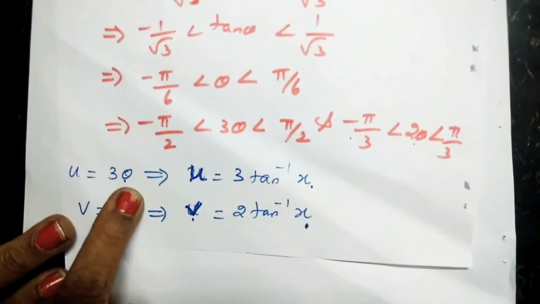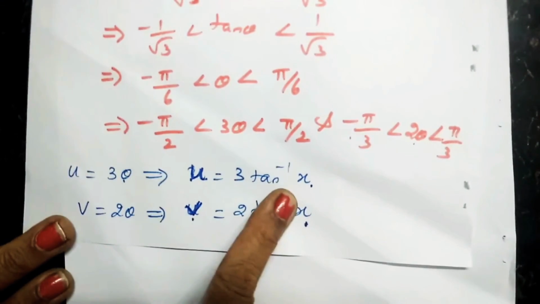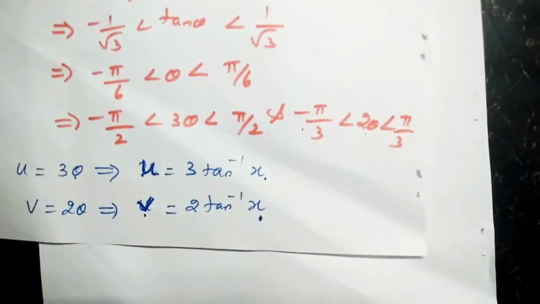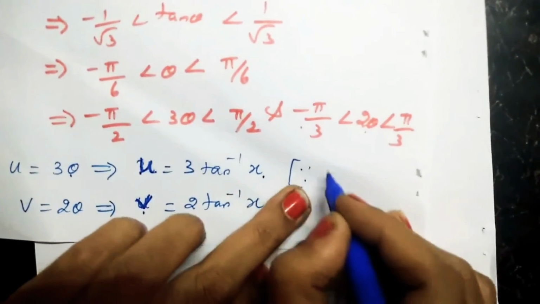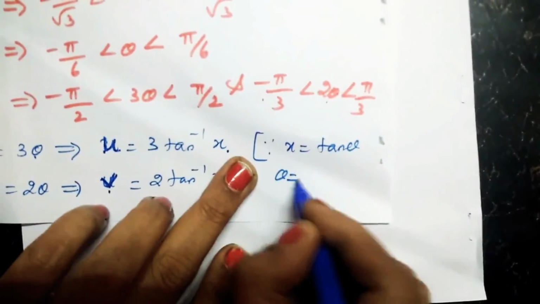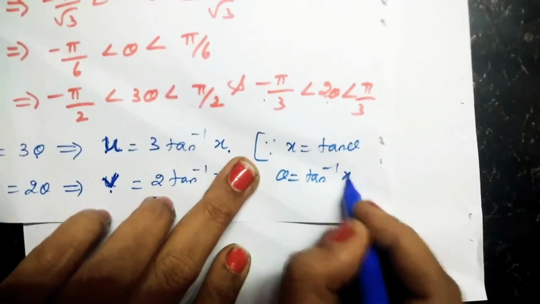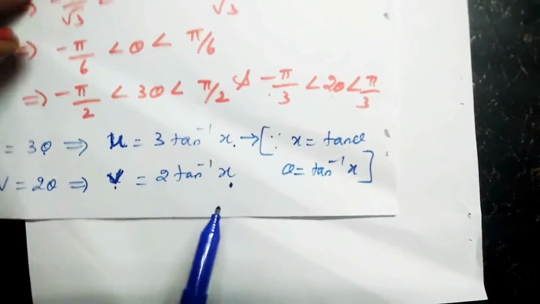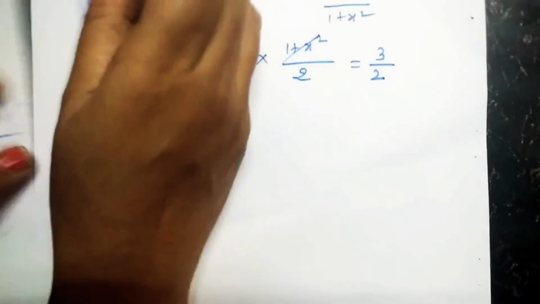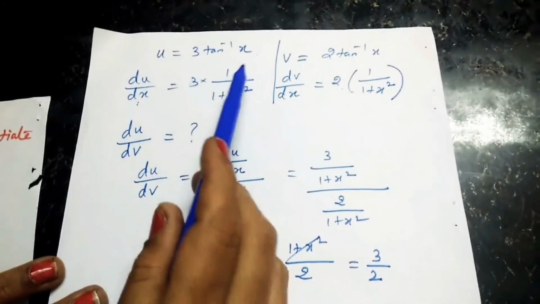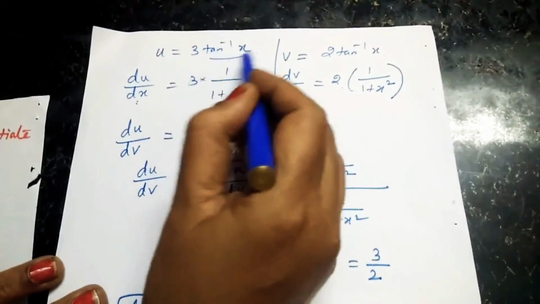So we can apply tan inverse of x instead of theta. Here also, instead of theta, tan inverse of x. The reason is x is equal to tan theta, so theta is equal to tan inverse of x. According to that, u is equal to 3 tan inverse of x. So du by dx, differentiating with respect to x, is 3 into 1 by 1 plus x square. This is the tan inverse formula.